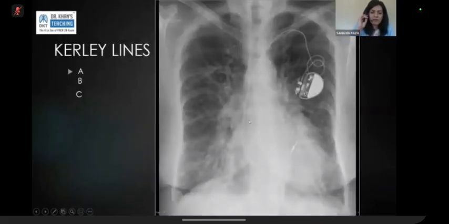I just put this slice in for context: curly B lines, the very conventional sign we all get taught, is also just interlobular septal thickening. It's the same thickening that we see on a chest X-ray. The Kerley A, B, and C lines you get taught, B being the most common ones, because these are the ones you can see most easily. And when you see them, you know it represents interstitial edema.